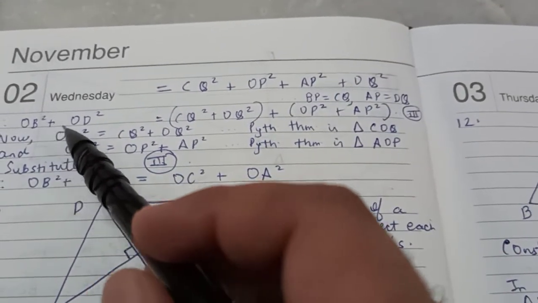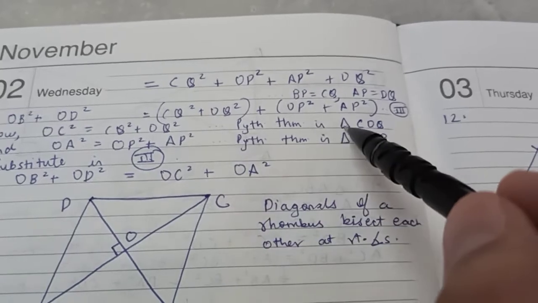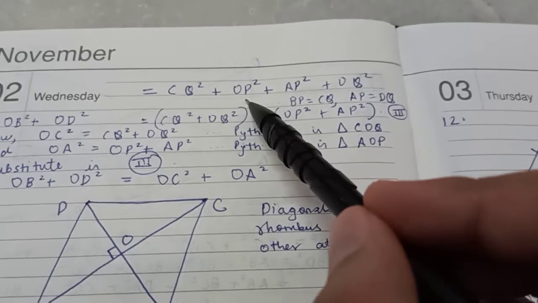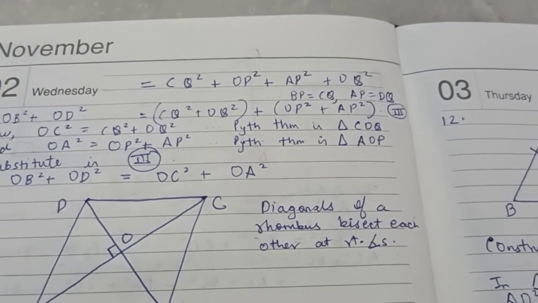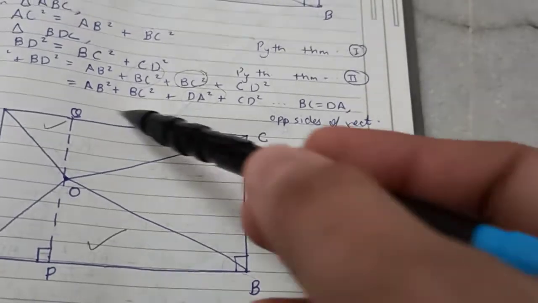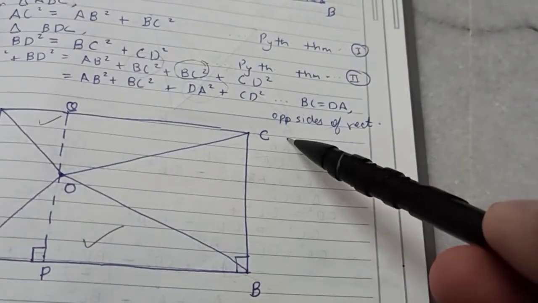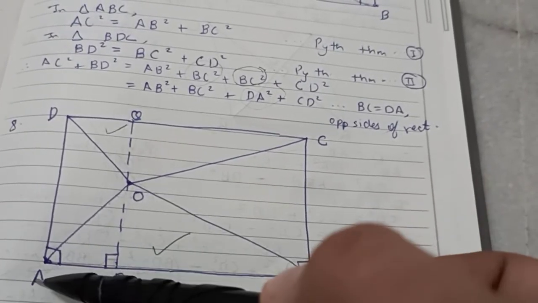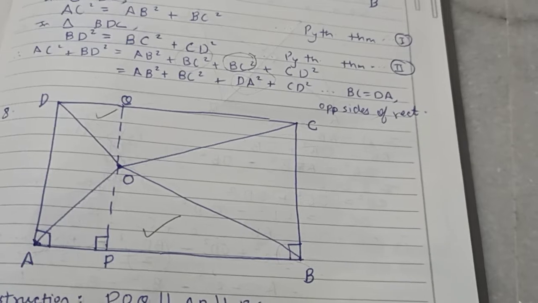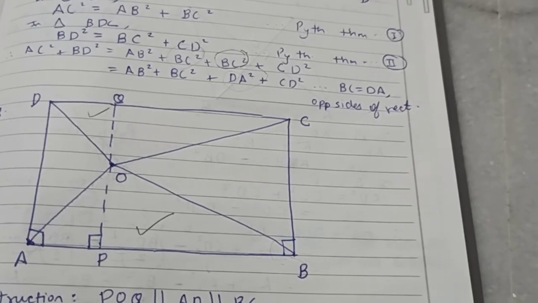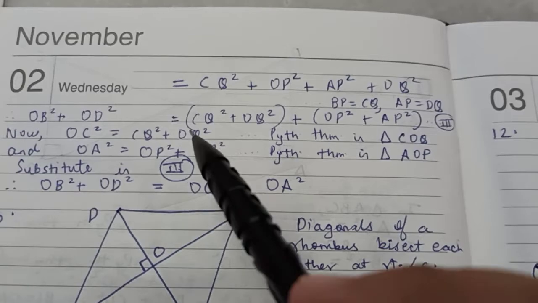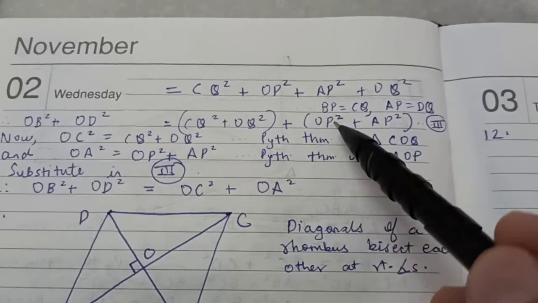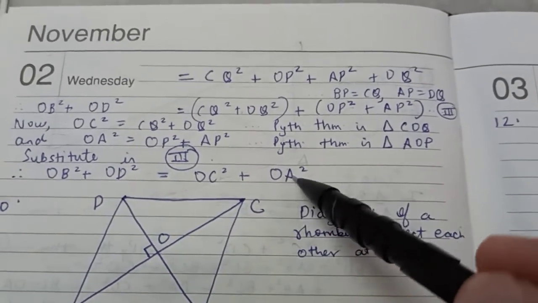So again, LHS is what we wanted, but in the RHS, I'm going to club together CQ squared and OQ squared and OP squared plus AP squared. Because if you look at the diagram, CQ squared and OQ squared is nothing but OC squared by Pythagoras theorem. And OP squared plus AP squared will give you OA squared by Pythagoras theorem, which is what will give us the RHS required. So after substituting these two with OC squared and OA squared respectively, we will get what is asked.